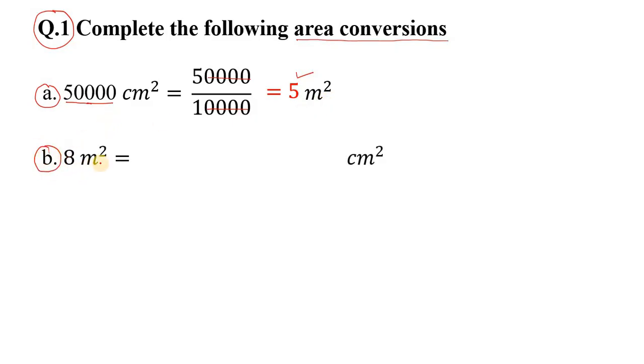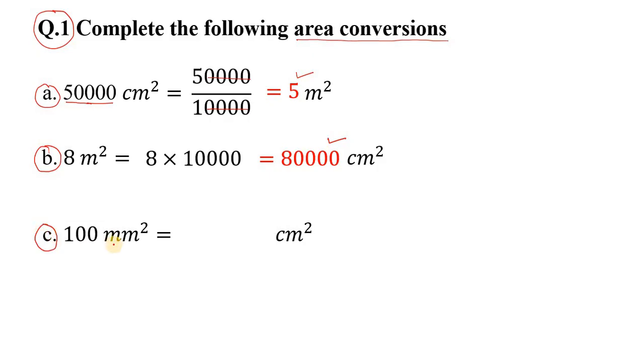Part B, 8 meter square. Now we convert meter square into centimeter square. In the above question we converted centimeter square to meter square, and now we are going from meter square to centimeter square. So 8 multiplied by 10,000, we get 80,000. This is our final answer.